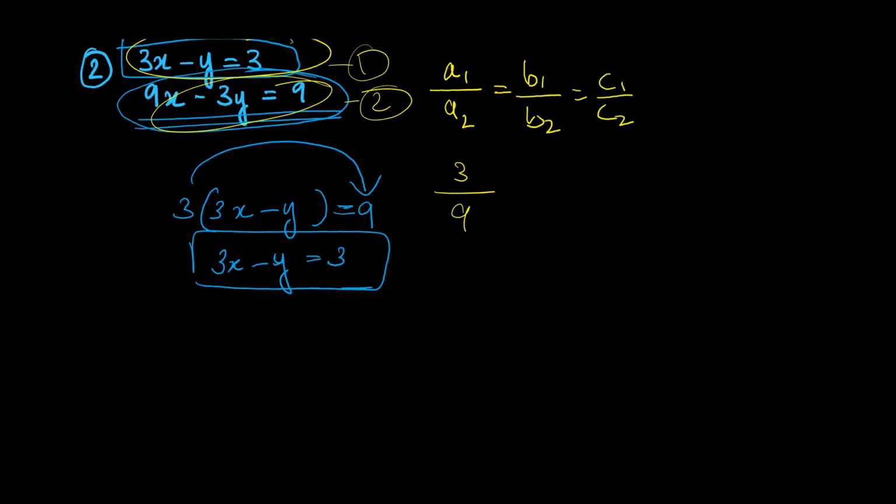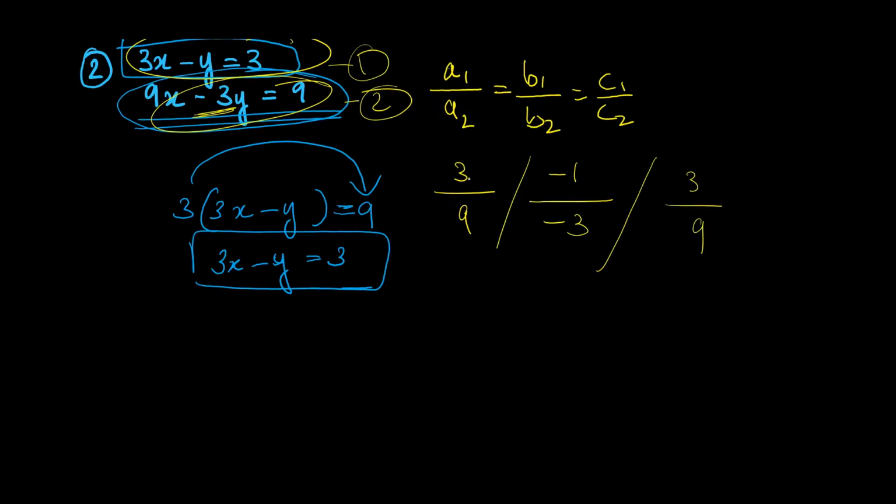So this is basically, if you notice, it is 3 by 9, okay. And then I have b1, which is minus 1, right? And then I have my b2, minus 3. Then I have c1, 3 here. C is basically the constant term, and c2 is 9.